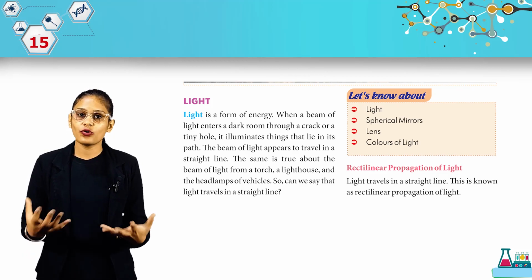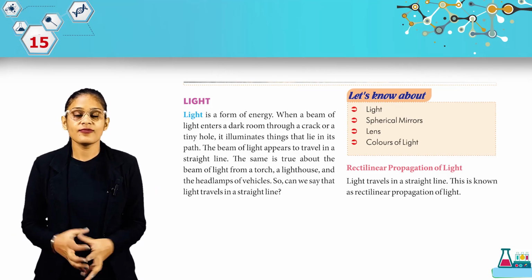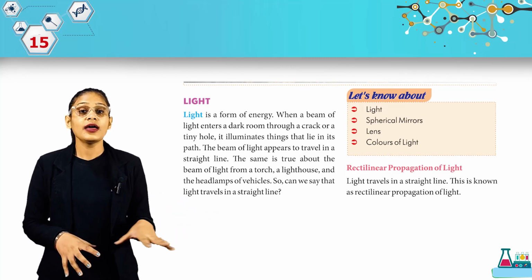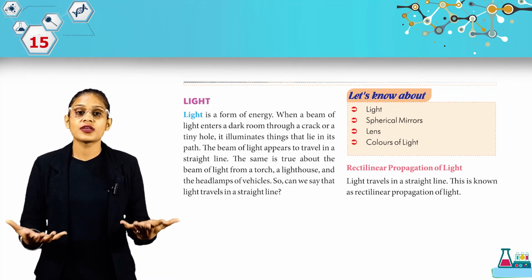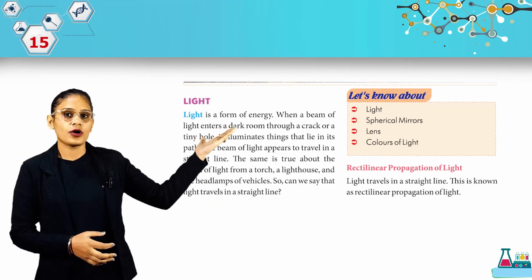So students, आप सबको पता है कि light एक straight path में travel करती है. And the second thing we all know, अगर कोई dark room में light enter करती है तो हमें उसके path में जो भी चीजें होती हैं वो सब चीजें दिखनी start हो जाती हैं.